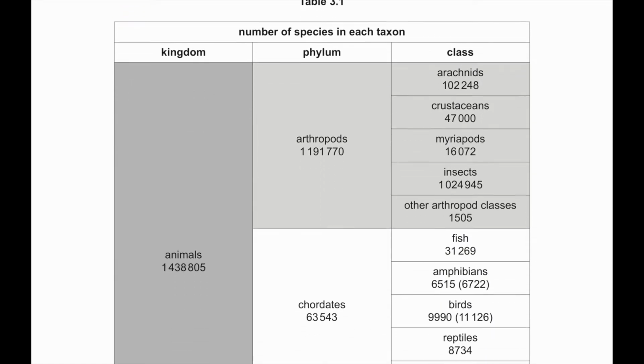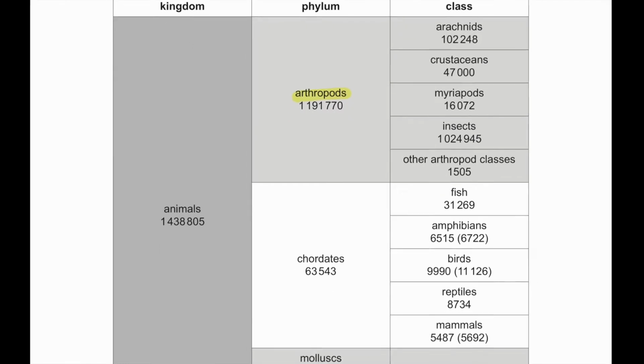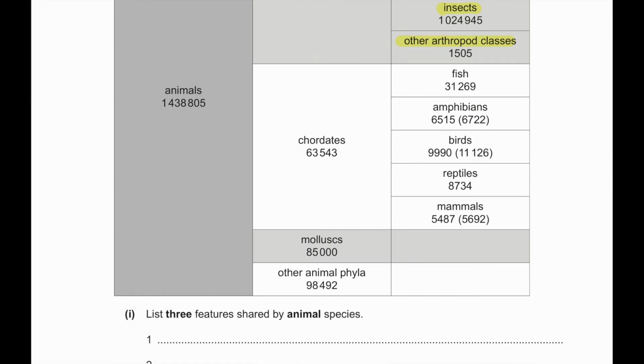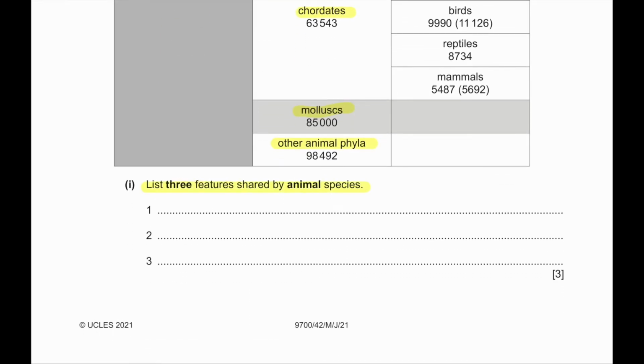So we can see arthropods with 1.1 million. And then we can see class arachnids, and then crustaceans, myriapods, insects, and other arthropod classes. We can see animals, all of them, and then chordates, mollusks, other animal phyla. List 3 features shared by animal species.